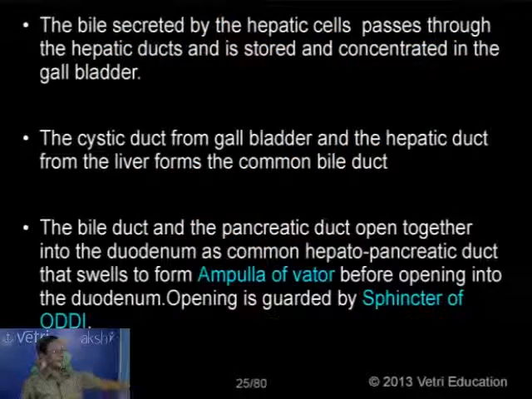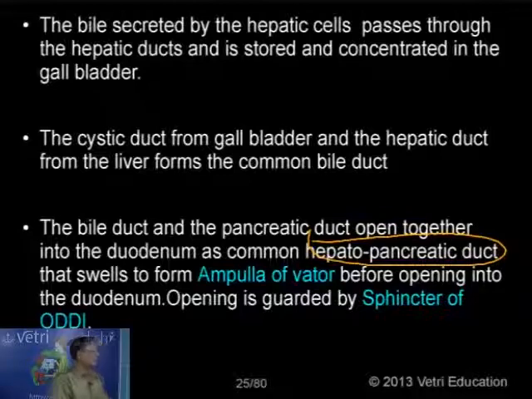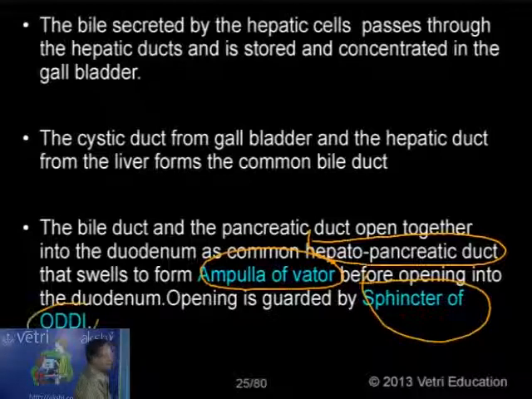So the bile duct and the pancreatic duct open together, what I mentioned here, into the duodenum as a common hepatopancreatic duct. And that swells to form ampulla of Vater, the name of the person. Then the opening is guarded by sphincter of Oddi. This is the question. What is the name of the sphincter formed at the opening of the hepatopancreatic duct? That question came also in the question paper. So we have sphincter of Oddi, a special type of sphincter formed at the opening of the hepatopancreatic duct to regulate the flow of pancreatic juice and the bile coming from the liver.